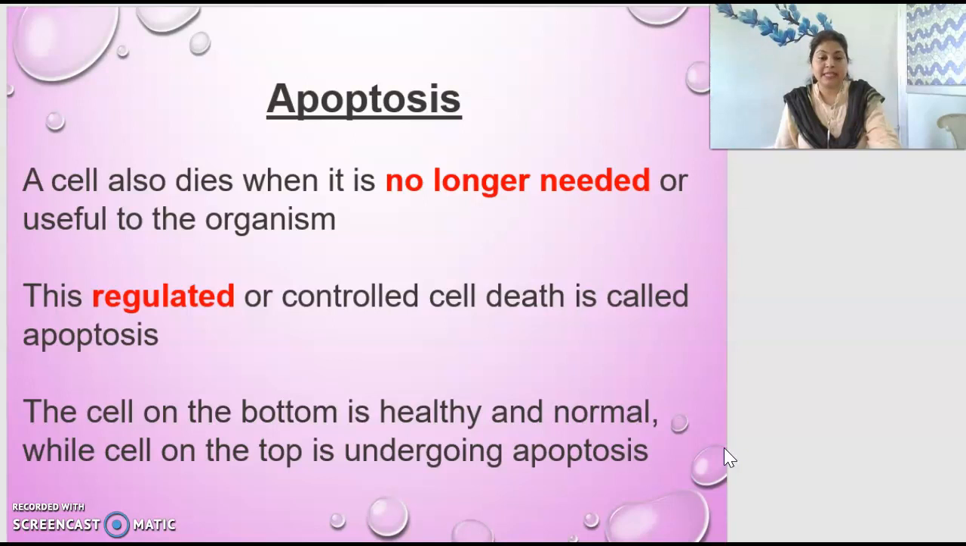The cell on the bottom is healthy and normal, while the cell on top is undergoing apoptosis.